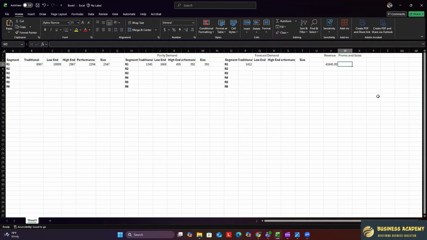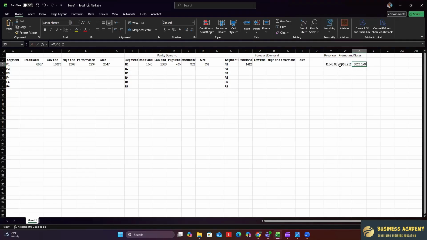So promo and sales, what can I do here? It should be a percentage of this. I would generally say allocate no more than, lower bar, 7%, that's how much you can actually spend. So times 0.07. And then the higher limit is going to be 20%. So this is how much I can actually spend on promo and sales.